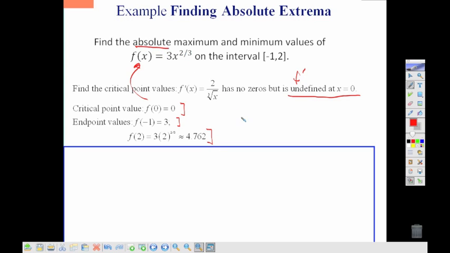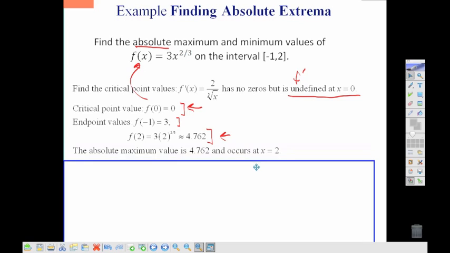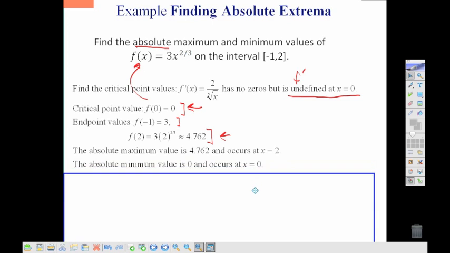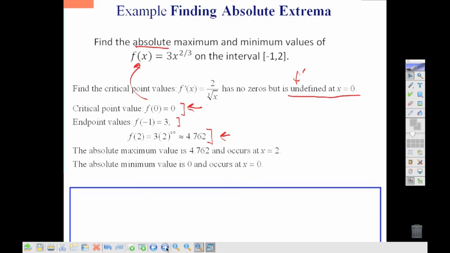We were only asked to find the absolute maximum and minimum, and so I would be looking at 0 and 4.762. And so we could say the absolute maximum value is 4.762 and occurs at x equals 2. Absolute minimum value is 0 and occurs at x equals 0.